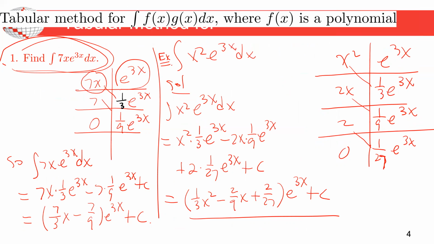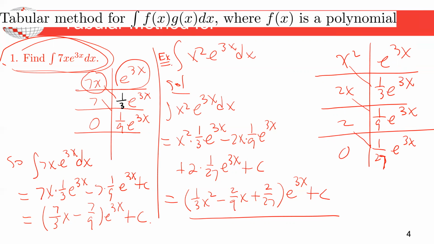Now for the second column, we will integrate e to 3x successively. When we integrate once, we get 1/3 e to 3x. When we integrate twice, we get another factor of 1 over 3, so we get 1 over 9 e to 3x.